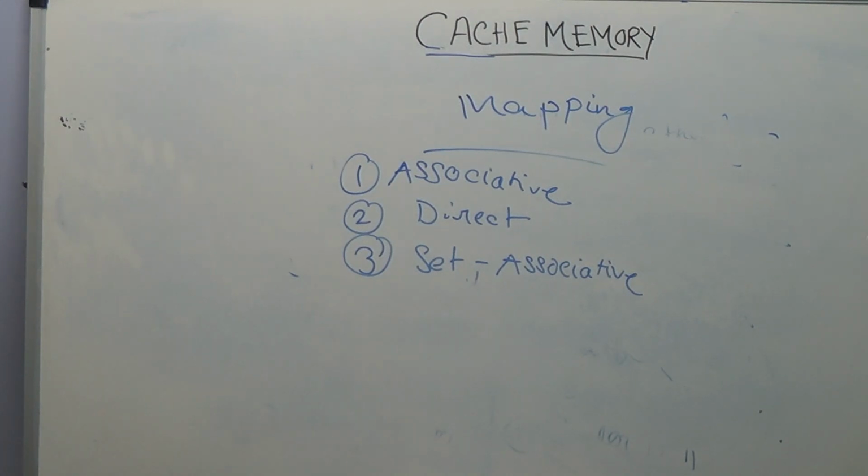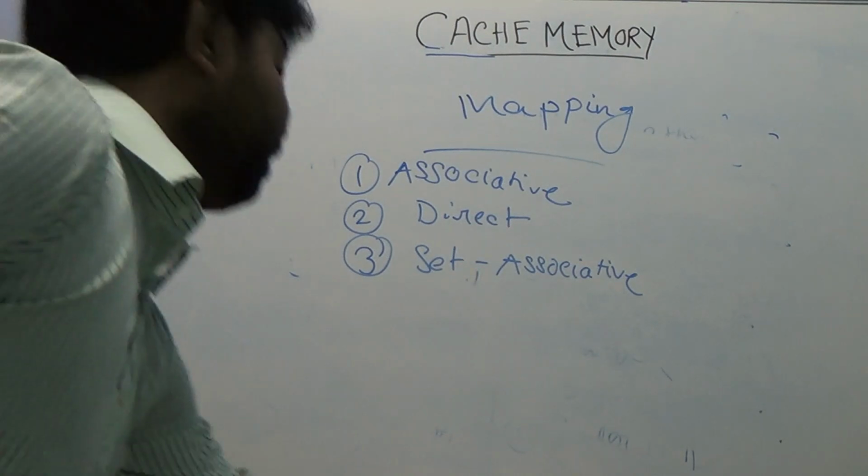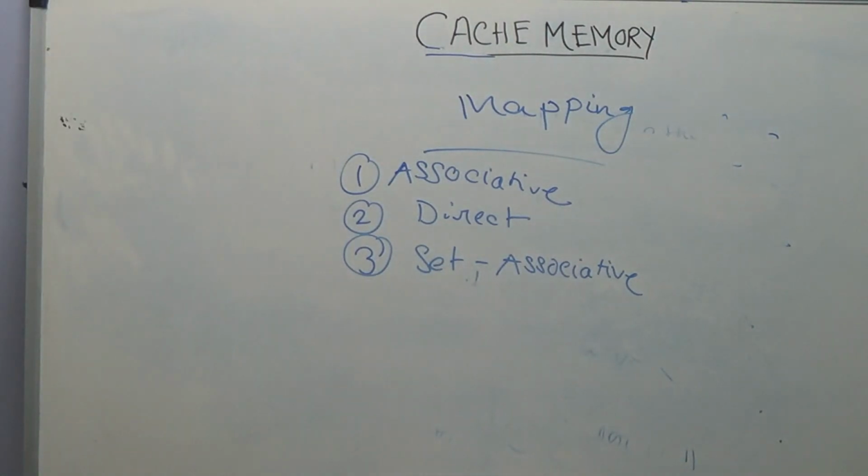Next, what is the advantage? The advantage of associative memory is it is very easy to implement and it works very fast. And what is the disadvantage? The disadvantage is that it is very expensive because of additional storage of address with the data in cache. Here we have to store 16 plus 8 bit, that means 24 bit for 8 bit of data. So this is the disadvantage of associative mapping.